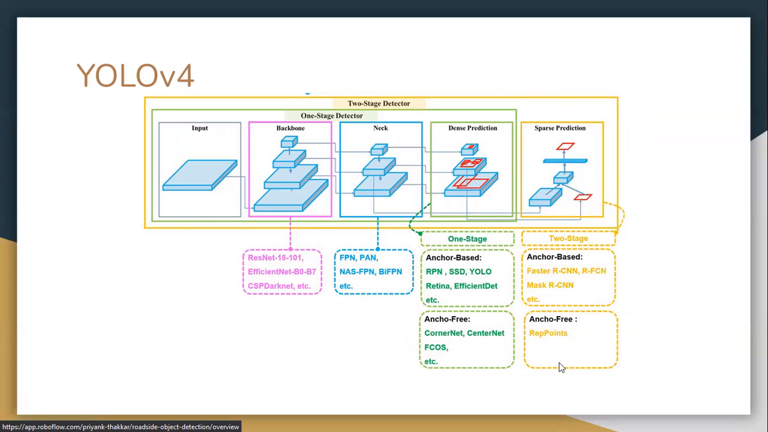We have a lot of options to select from here. Like for the backbone, we can use ResNet, EfficientNet, and CSPDarknet. Just like that, for the dense and the sparse prediction, we have a lot of options to select from, and we can do a combination of each other and make our own custom network. That's our YOLOv4. What is new in YOLOv5 and YOLOv4?